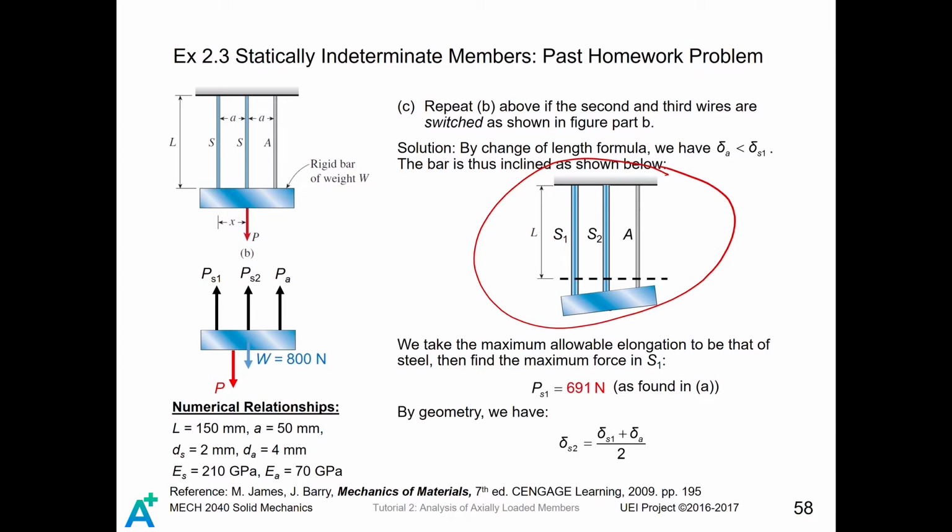Then we have to take the maximum allowable elongation to that of the steels, because, as usual, the steel wire on the left hand side is the one with the largest elongation. As found in part A, the allowable load in the steel wire is 691 newtons. By geometry, we can write this form. That is, the change of length of S2 is the average of that of S1 and A.